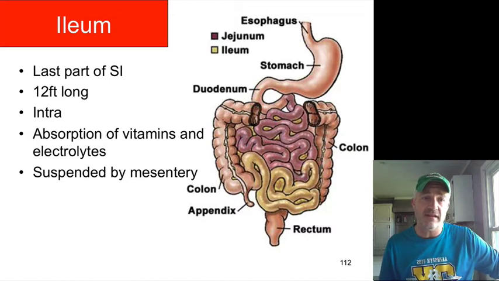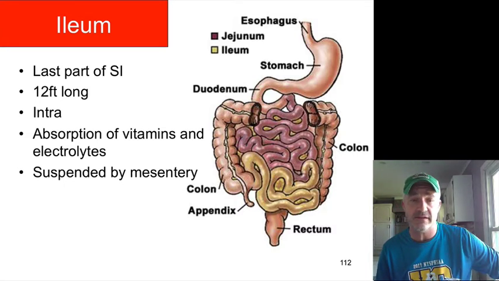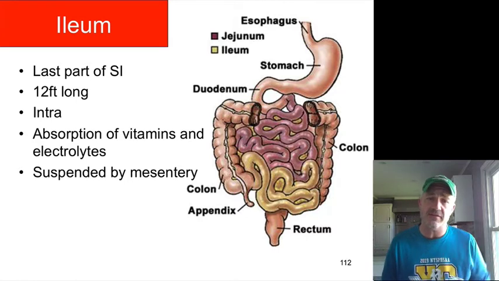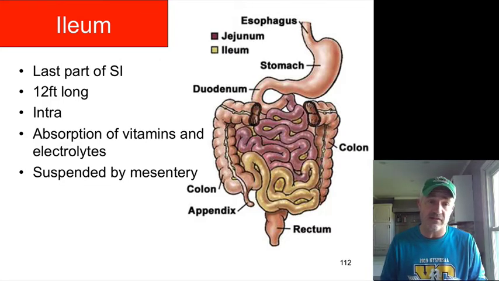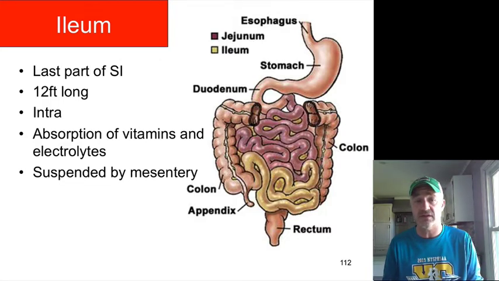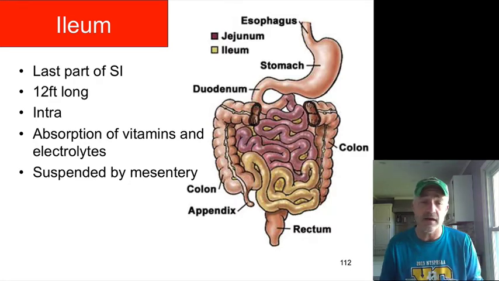The last part is the ileum. It is the longest part. It's about 12 foot long. Again, entirely intraperitoneal, really finishing up a lot of that absorption. A little bit less digestion taking place here. If we look at the histology, you'll see that there's actually a lot of immune cells in this region here called Peyer's patches. Again, held in place by that mesentery.